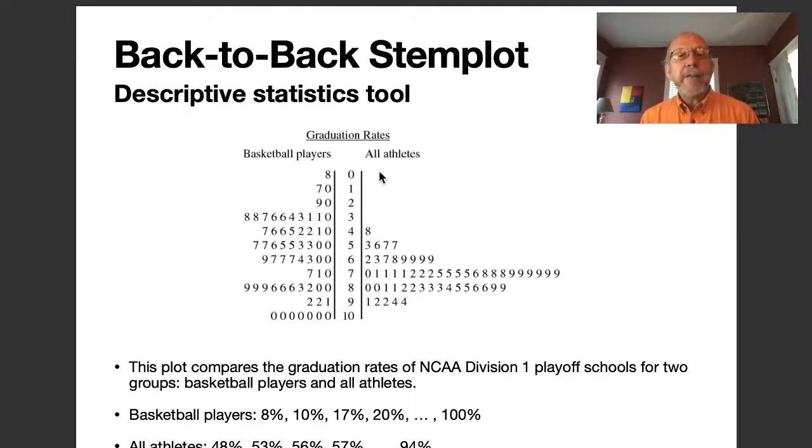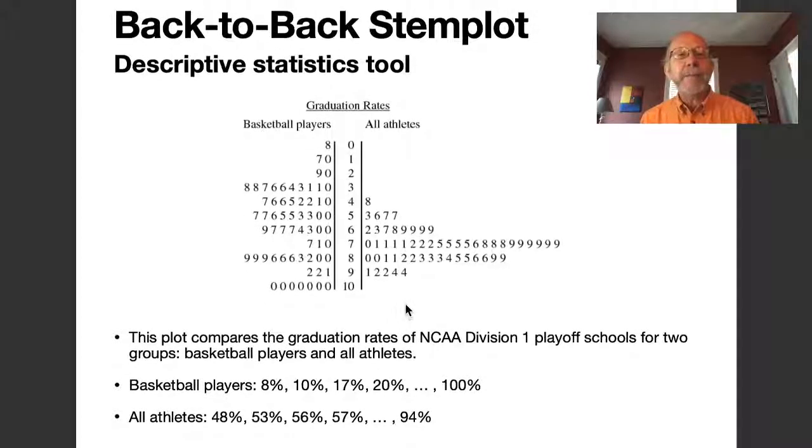If you look at the graduation rates for all athletes, or for other athletes, not the basketball players, you see something quite different. The minimum graduation rate there was 48%. And then you have 53, 56. Two schools had graduation rates of 57%, and so on. So the graduation rates for other athletes ranged from 48% up to 94%. And so, quite a different situation for other athletes as compared to basketball players.